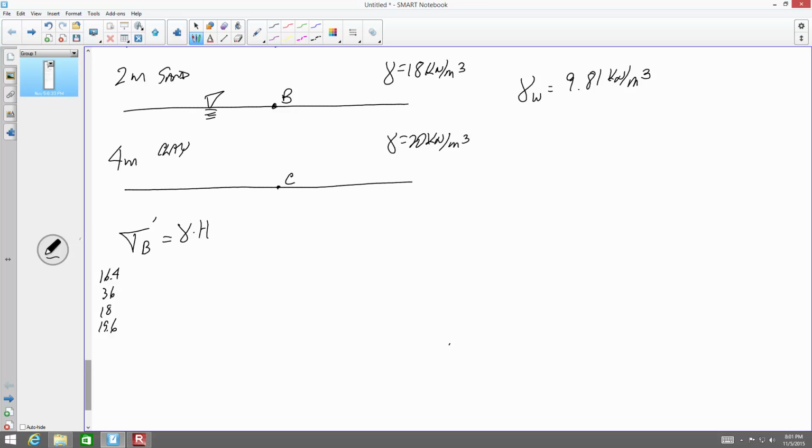Gamma times H to that depth, H to B. 18 times 2, 36. So we'll take that one. The pore pressure at point C.